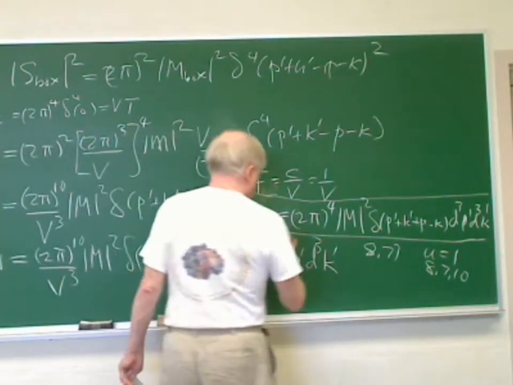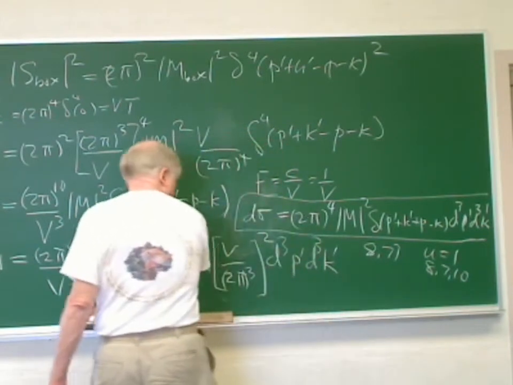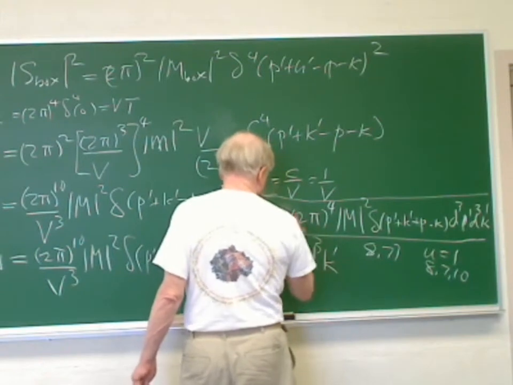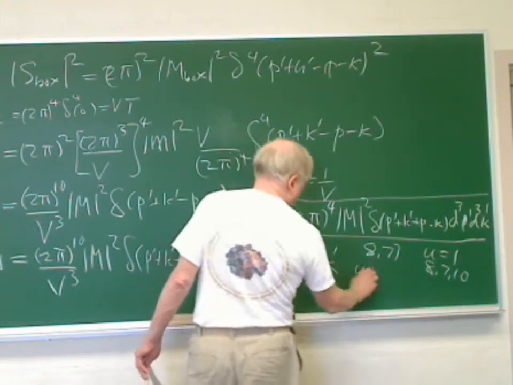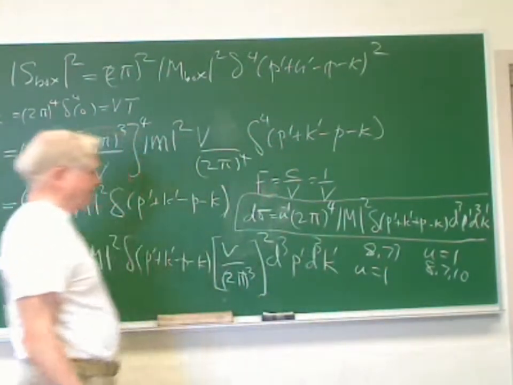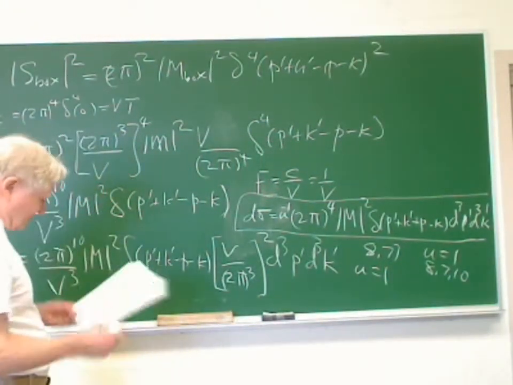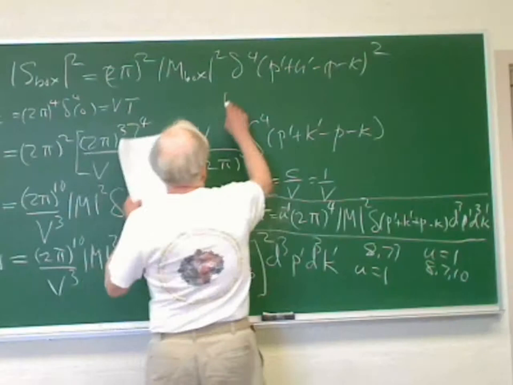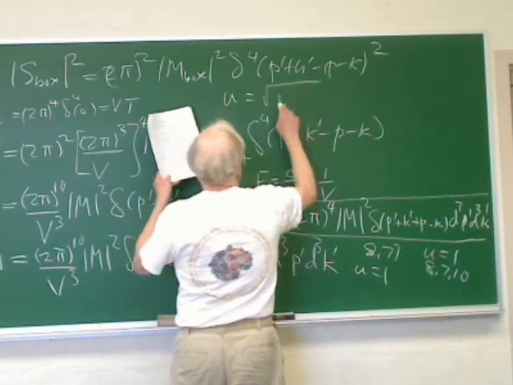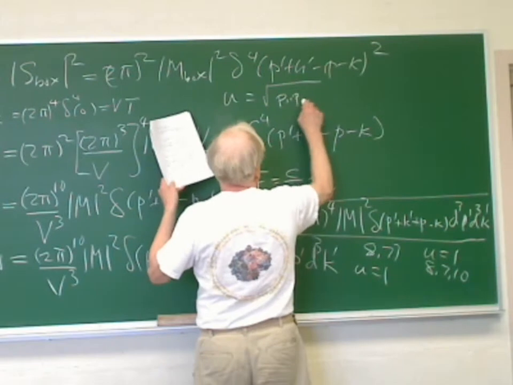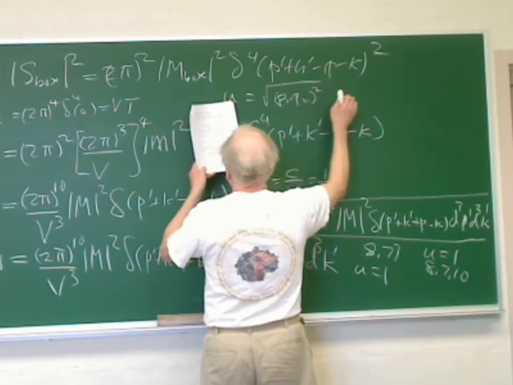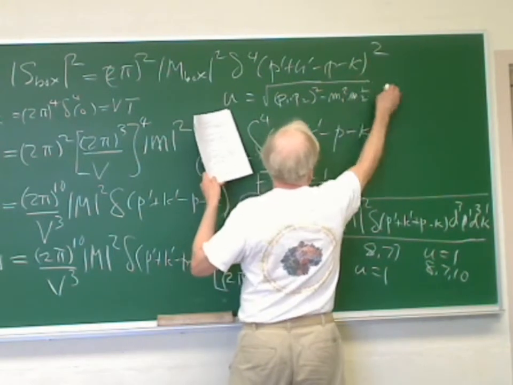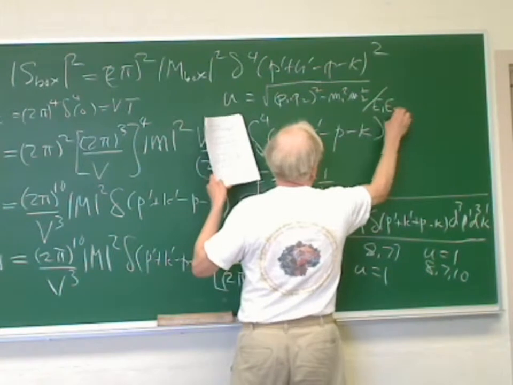The more general expression would be to have a U inverse here for the relative velocity of the initial state particles. A U inverse. But we have U equal to 1 because it's a photon moving at the speed of light. More generally, this U is given by the square root of (P1 dot P2) squared minus m1 squared m2 squared, all divided by E1 E2.